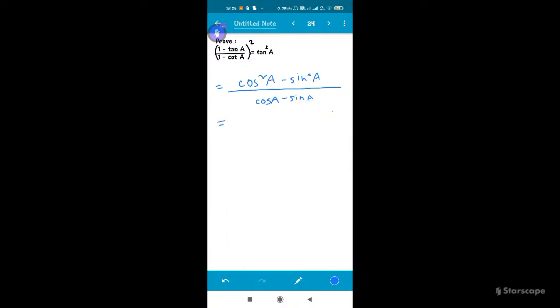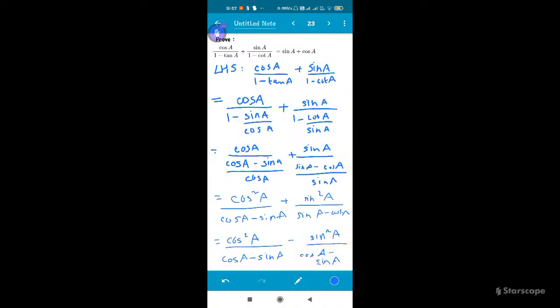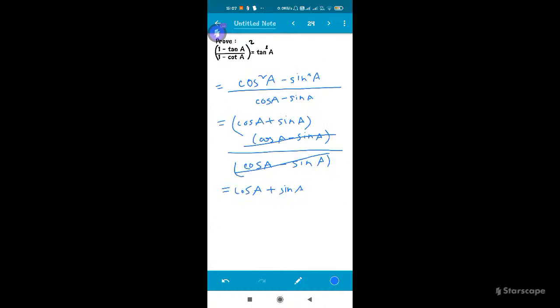Okay, so let's do it once again. Cos a plus sin a into cos a minus sin a, that is a plus b into a minus b, and over here we have cos a minus sin a. So this will get cancelled out and we are left with cos a plus sin a. And I guess this is what was asked. Yes, this is the right hand side. So equals to RHS, proved.